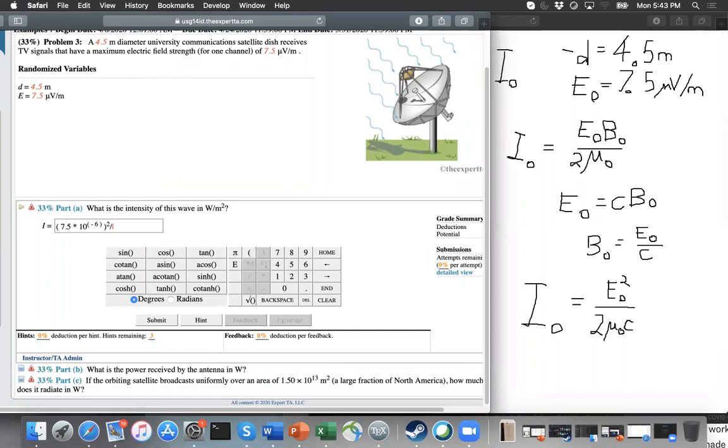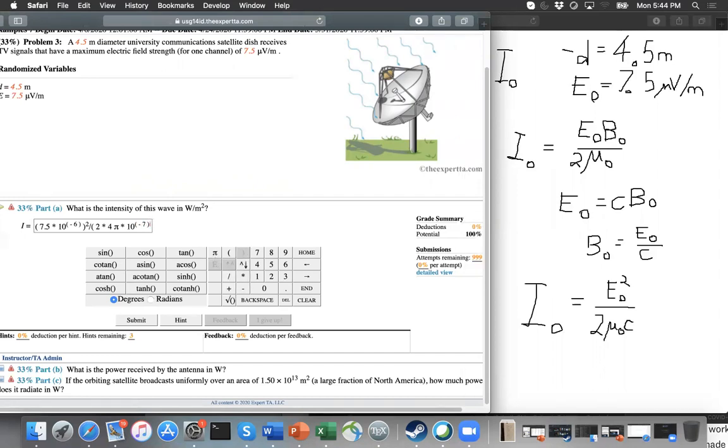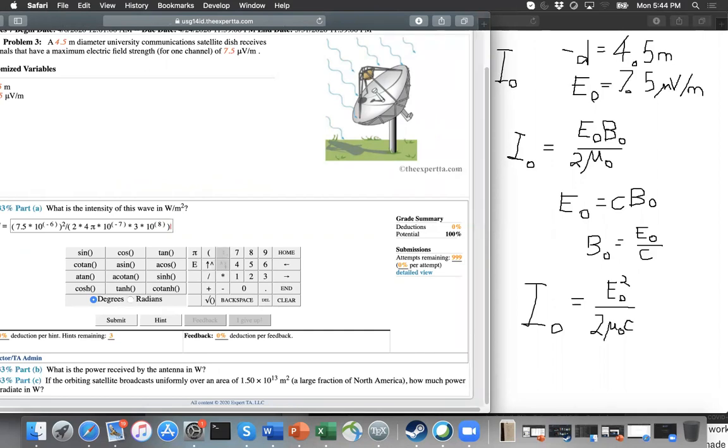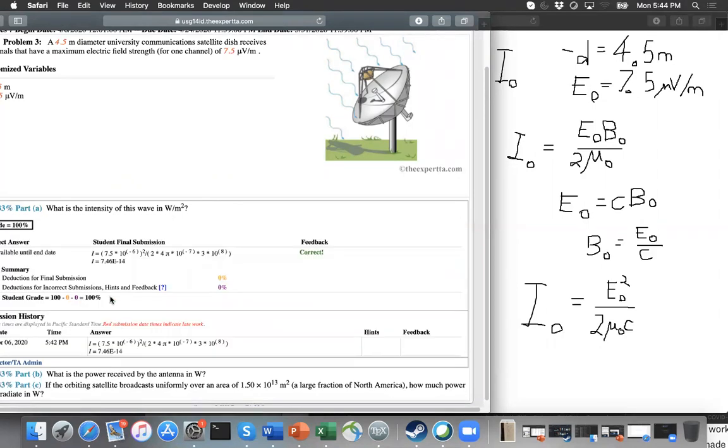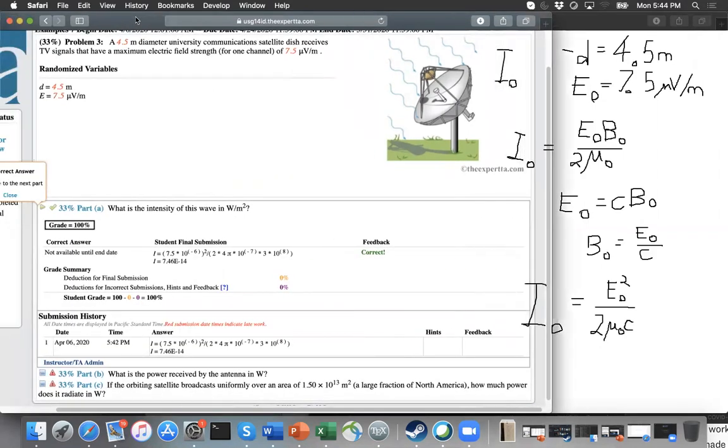And then we're going to divide that by 2 times 4 pi times 10 to the minus 7. Apologize if I said 10 to the 7 to start with. This is in fact right. Times 3 times 10 to the 8. And let's submit that, see what we get. That was the correct answer.